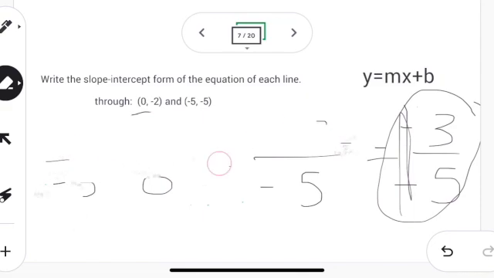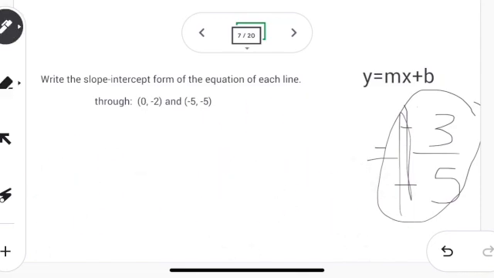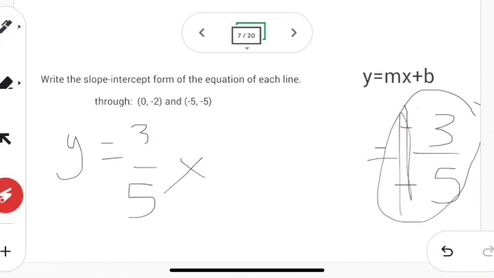So I'm going to erase this over here. So my answer would be y equals 3/5 x. And then remember, my y-intercept for the b is wherever x is 0. So in this one, they pretty much just gave it to us because they're telling us that when x is 0, y is negative 2. So my y-intercept is just minus 2.